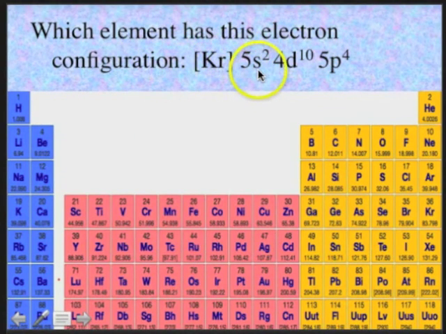Which element has this electronic configuration? Krypton core, 5s2, 4d10, 5p4. Okay, let's go to krypton right here. We drop down 1, so this should be 5s, 5s2, and then 4d10 is all of the d block, and then 4 electrons into the p, 1, 2, 3, 4, looks like tellurium right here, number 52.